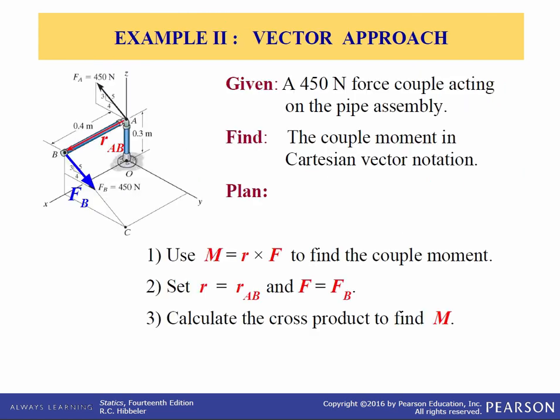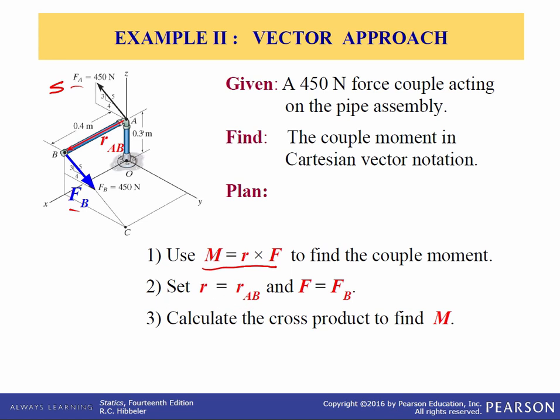Now let's do the vector approach. Here we have this 450 kilonewton couple defined by F_A and F_B. Find the couple moment in Cartesian vector notation. So our plan is to use the vector formulation of the moment equation here to find the couple moment. And in this case, for r, we can do this one of two ways.